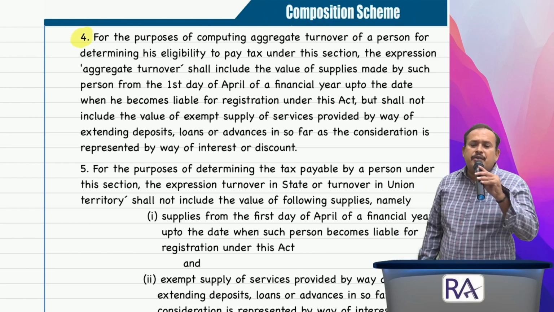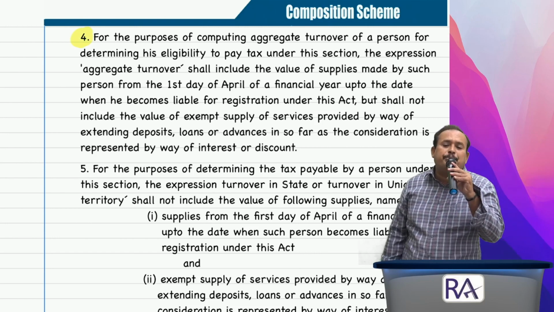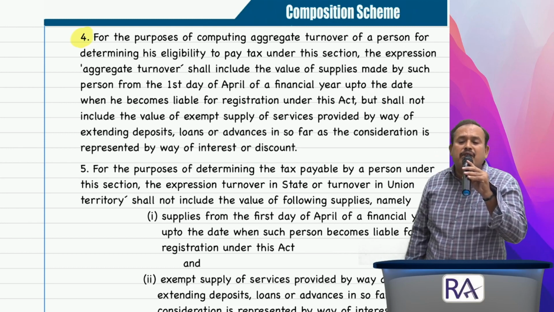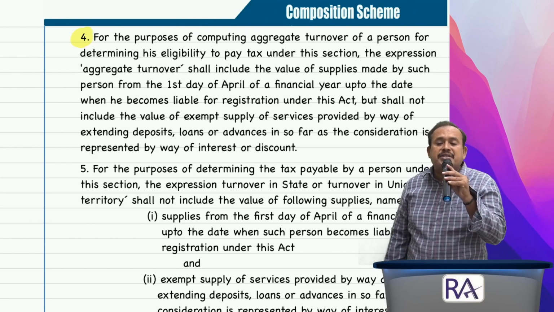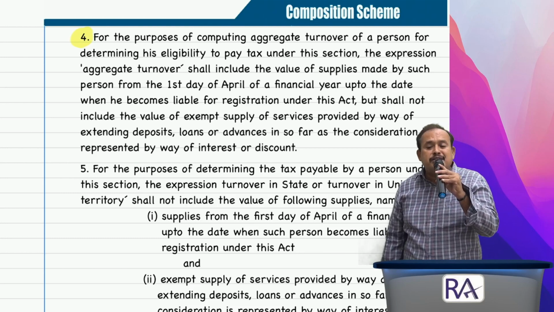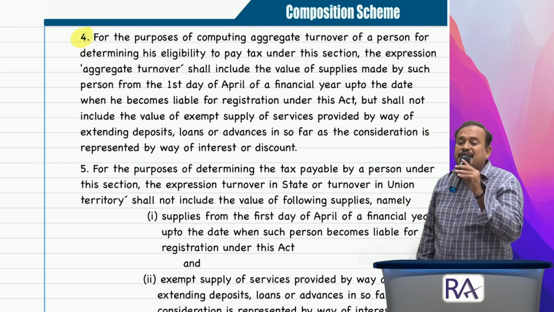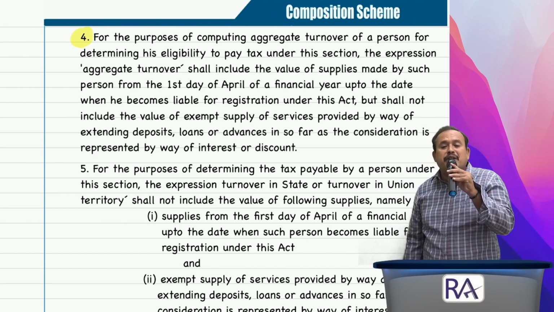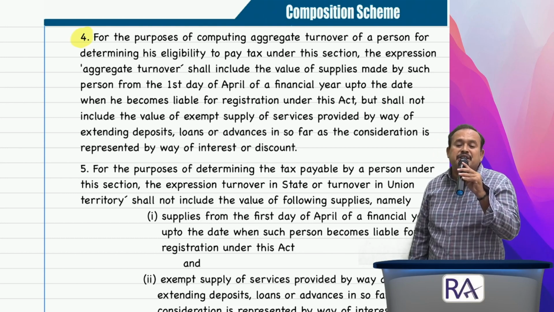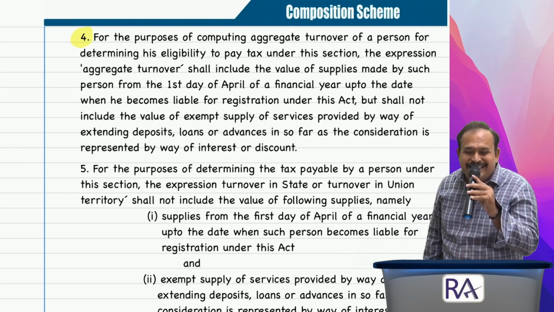For the purposes of computing the aggregate turnover of a person for determining his eligibility to pay the tax under this section, the expression aggregate turnover shall include the value of supplies made by such person from the first day of April of a financial year up to the date when he becomes liable for registration under this Act, but shall not include the value of exempt supply of service provided by way of extending deposits, loans, advances, in so far as the consideration is represented by way of interest or discount.